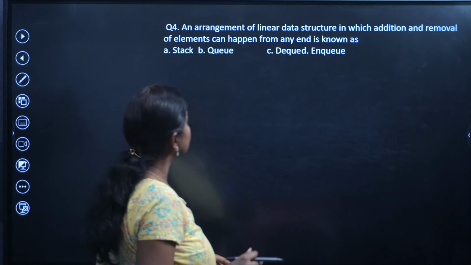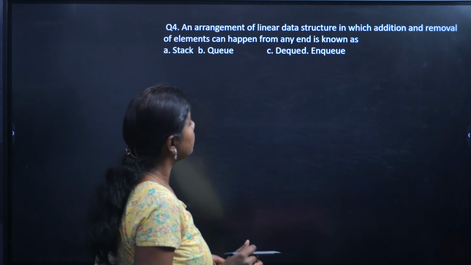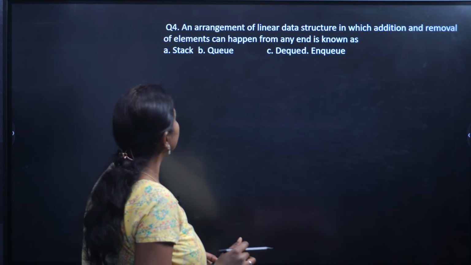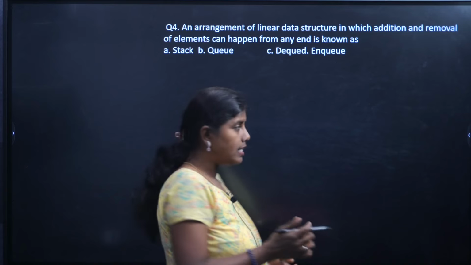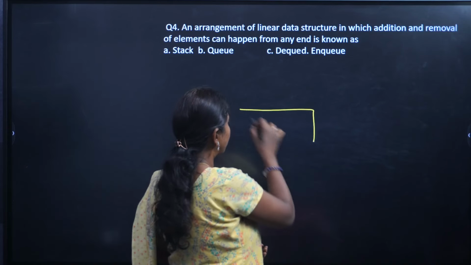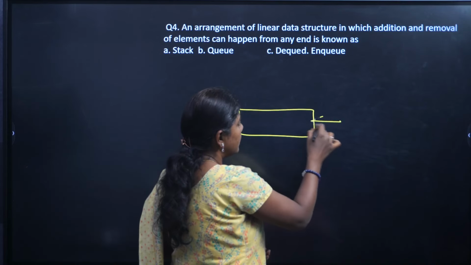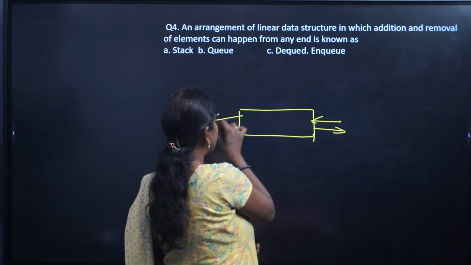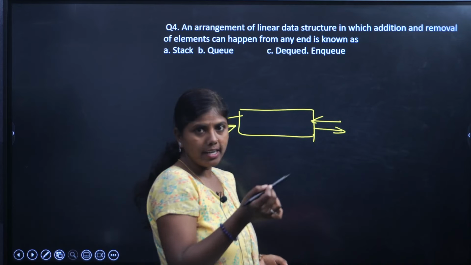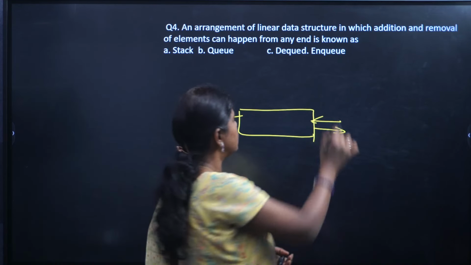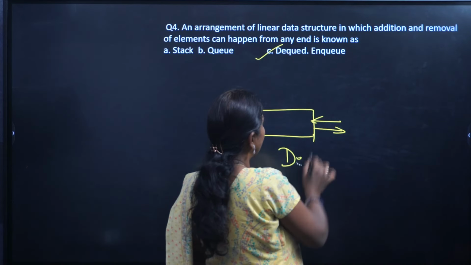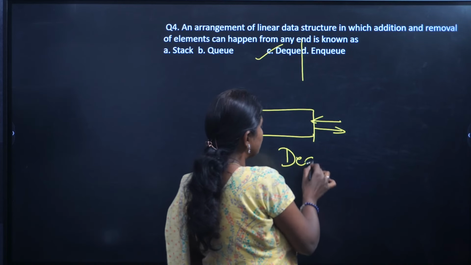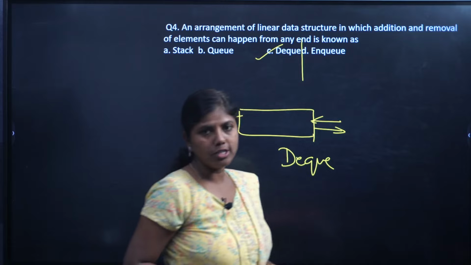The next question: an arrangement of linear data structure in which addition and removal of elements can happen from any end. It's a linear data structure, so it can be stack or queue. Since I can insert and delete an element from both ends, just remember, it's going to be Deque. Deque is the answer for this question.